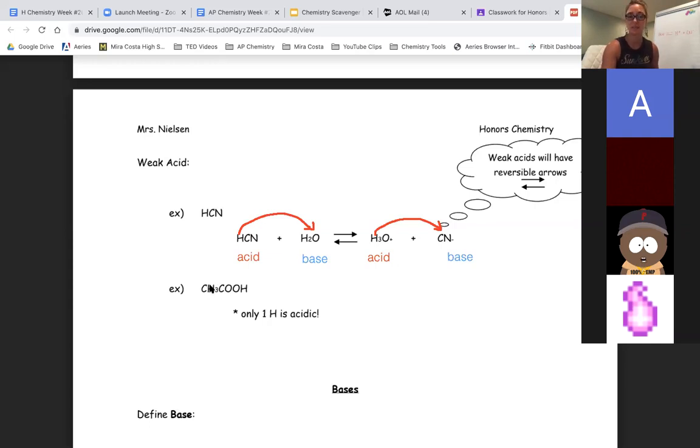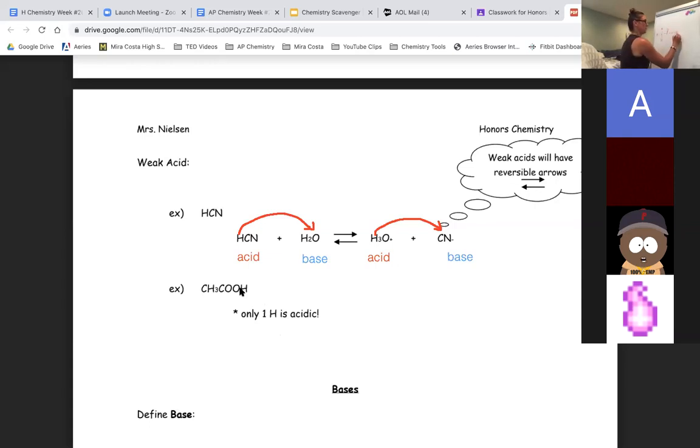Let's look at another example. Let's look at acetic acid, right? Only one hydrogen is acidic. Gosh, I wish I knew this yesterday, right? So again, whether something's acidic or not has everything to do with the polarity of the bond. So once again, here's acetic acid, right? But only this hydrogen is considered acidic.